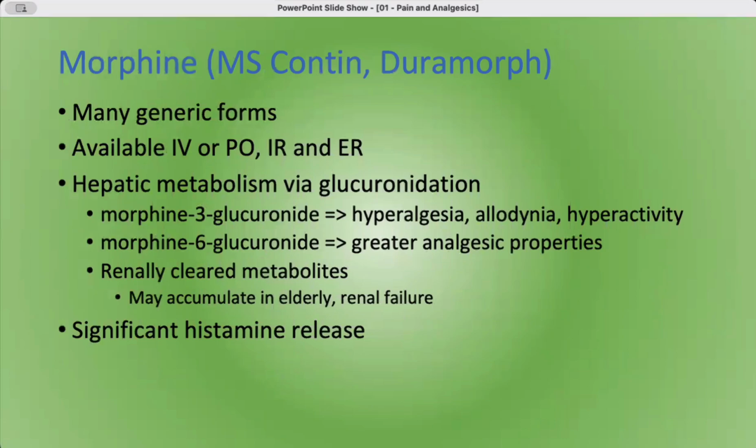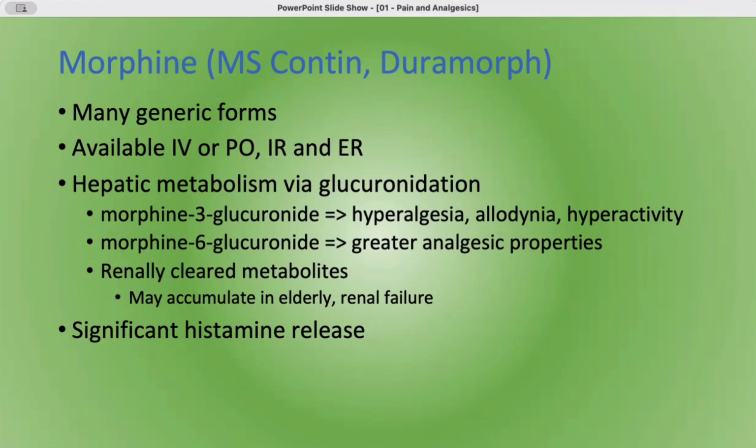Morphine. Morphine is one of our go-to agents, one of our most potent opioid agonists. It is often used in institutional settings as IV pain management, and then can be used in chronic pain with long-acting oral formulations as well as short-acting formulations for breakthrough pain. It is metabolized via glucuronidation at the 3 and 6 positions, and its metabolites are renally cleared. So we do have some concerns around morphine in those with renal failure because the accumulation of those metabolites can lead to more CNS suppression.